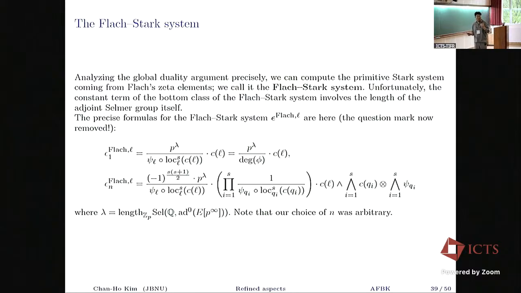And very unfortunately, the constant term of the bottom class involves the length of the adjoint Selmer group itself. So it becomes dumb, but it just shows that there exists a primitive Bloch-Stark system. The precise formula, I can compute this. The bottom class looks like this: the Bloch class times something. And all the other terms, basically, I can give the explicit formula from the Bloch class. But the problem is that this lambda is nothing but the length of the Selmer groups. So our starting choice was very arbitrary. It makes sense for every n.